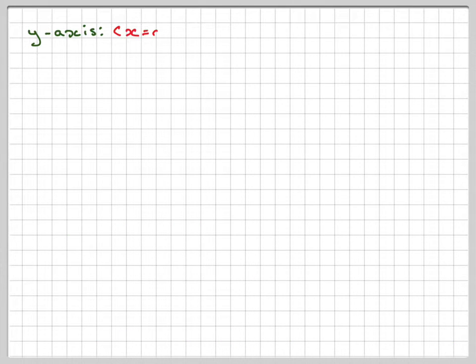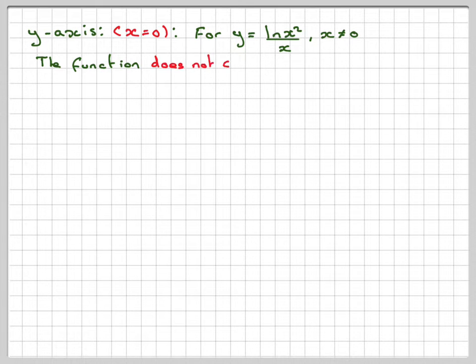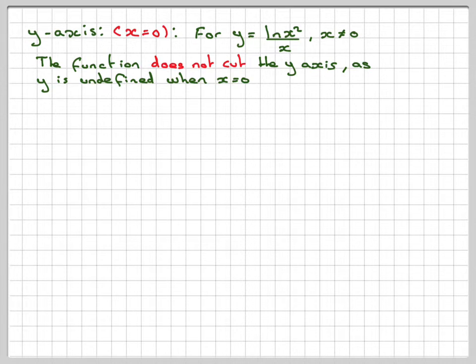For the y-axis, we've got x is equal to 0. For y is equal to ln of x squared over x, we've already said that x cannot be equal to 0 because you can't divide by 0. The function, therefore, does not cross the y-axis, and y is undefined when x is equal to 0, which means that the y-axis is a vertical asymptote.